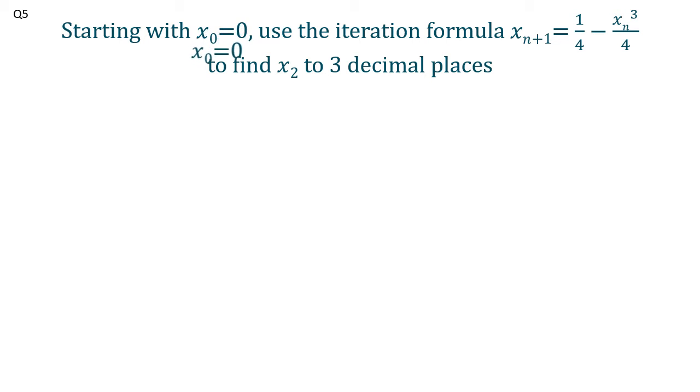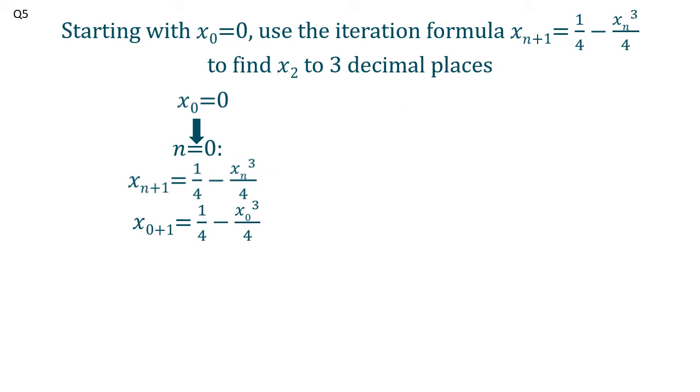We've been given x0 equals 0 in the question, so we know n equals 0. Substitute all the n's for 0 in the iteration formula. We know 0 plus 1 equals 1, so we can see that we're calculating x1. As we were given x0 equals 0, we can substitute that in. We can see that x1 equals 0.25.